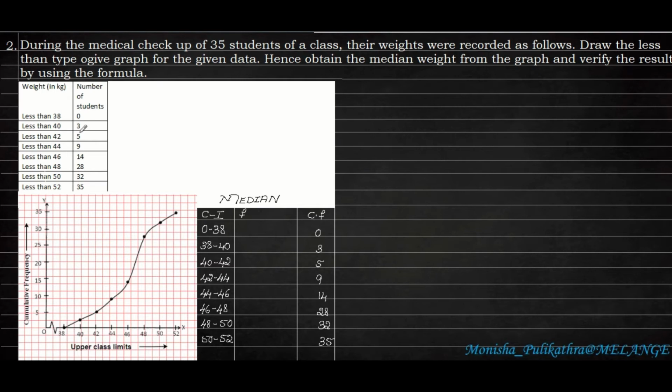For 38, 0; for 40, 3 is the point; for 42, 5 is the point; for 44, 9; for 46, 14; for 48, 28; for 50 it is 32; and last, for 52 it is 35. As per the values which I have given, directly we have to plot the graph.